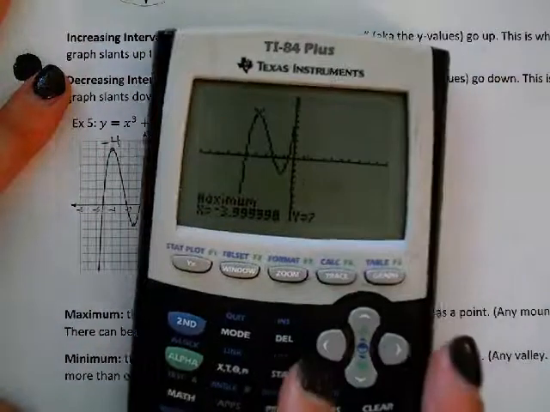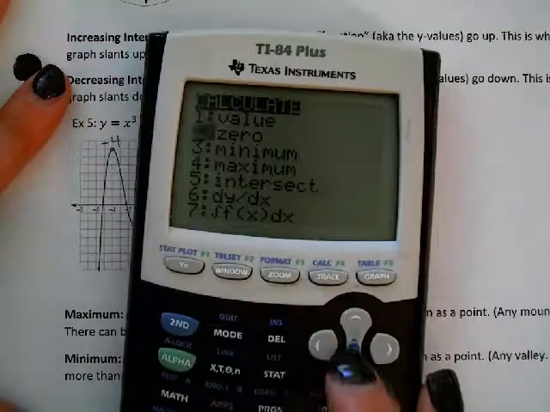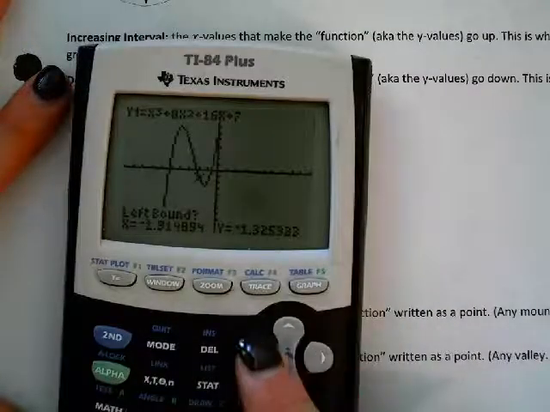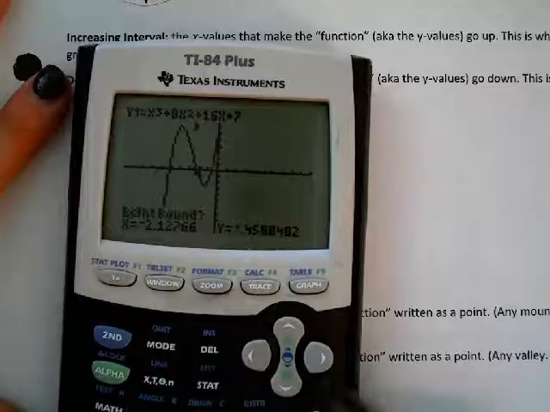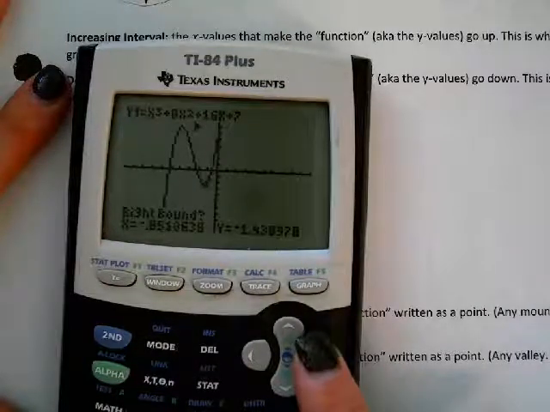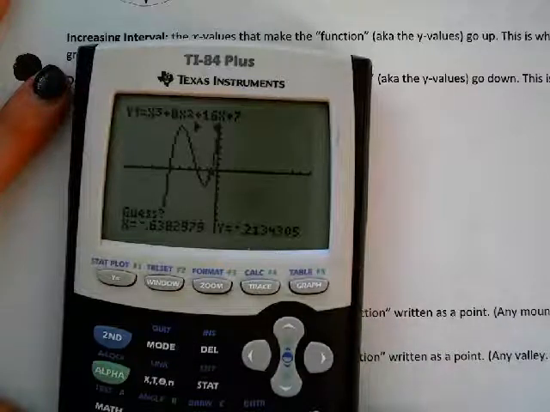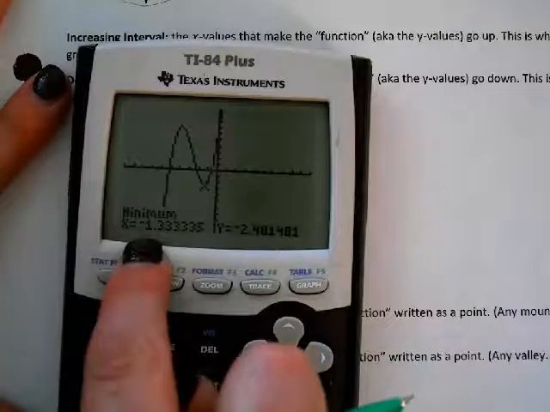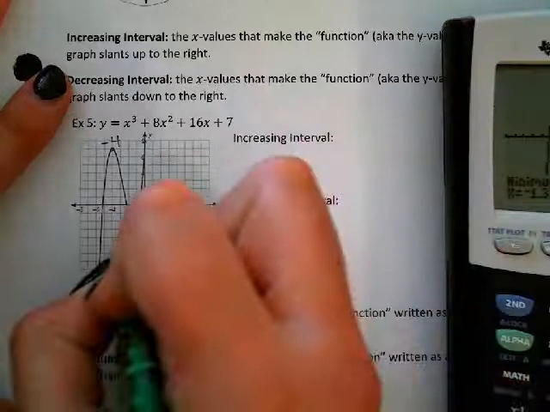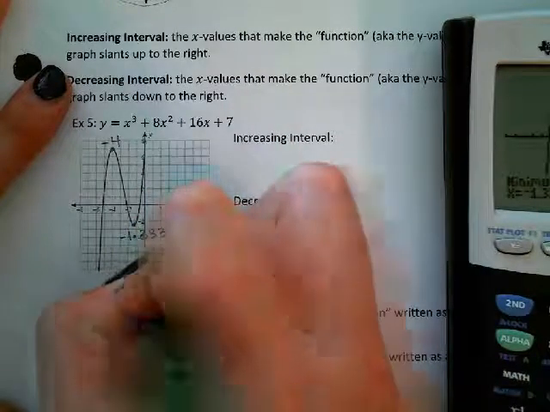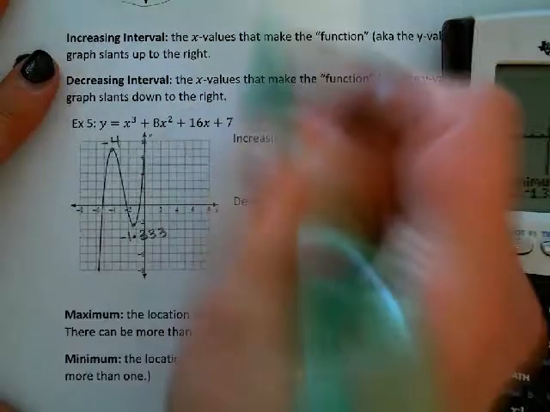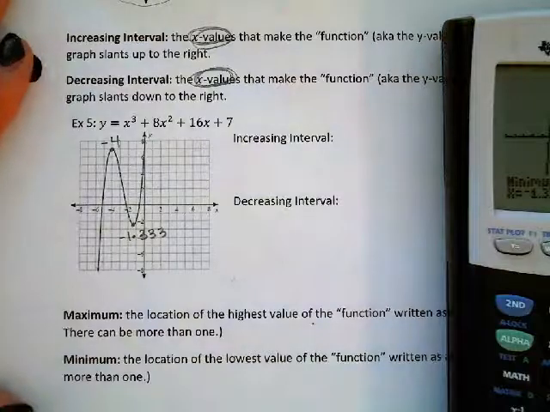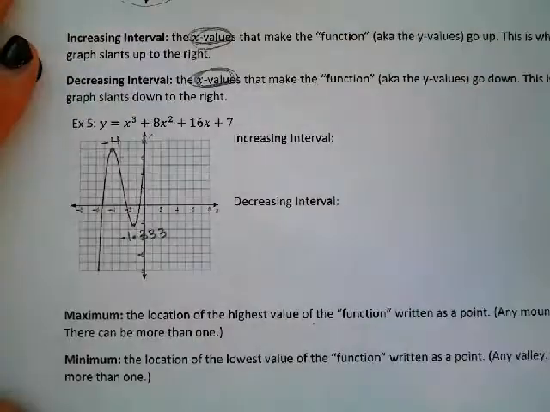For the minimum value, I'm going to do second trace, number 3. I'll do the same thing. So I'm going to hit my right arrow. Now I'm on the left side of the valley, so I'm going to press enter. And now I'm going to scroll, so I'm on the right side of the valley and press enter. I'm going to ignore the guess and press enter one more time. And -1.33333. So I am only using x values. Now that's in your notes. It's only x values, it's only x values, but if you need to circle that or highlight it or something to remind yourself that increasing and decreasing is only x values, that could be good to do.